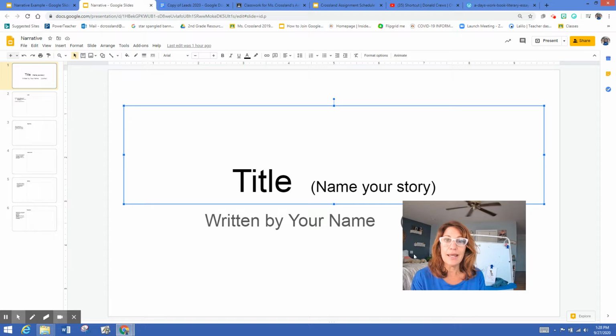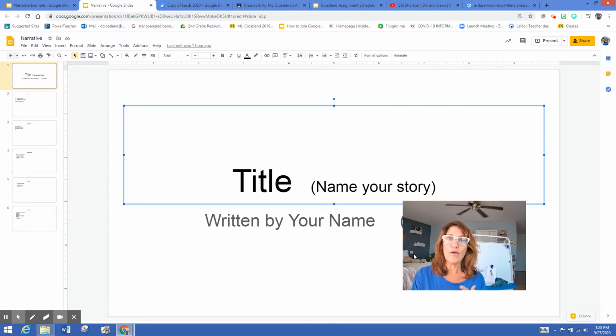So, yesterday you worked on figuring out your story, and you were supposed to tell your story, the very beginning, and then what happened, and then what happened, and then what happened, and then the ending. And so today we're going to take that story that you told on Seesaw and we're going to write it.